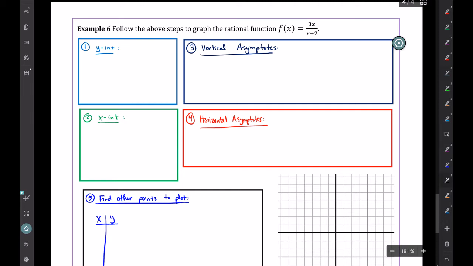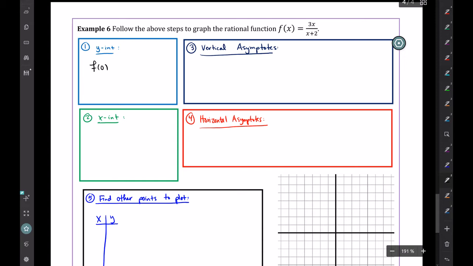Okay, let's do one more example of graphing a rational function just to give you guys a little more practice. So first thing I'd like you to do is I've laid out each of the 5 steps, and in the Kaltura video I'll ask you to answer each one of these steps, and then I'll kind of walk you through it afterwards. So the first thing to do is to find the Y-intercept.